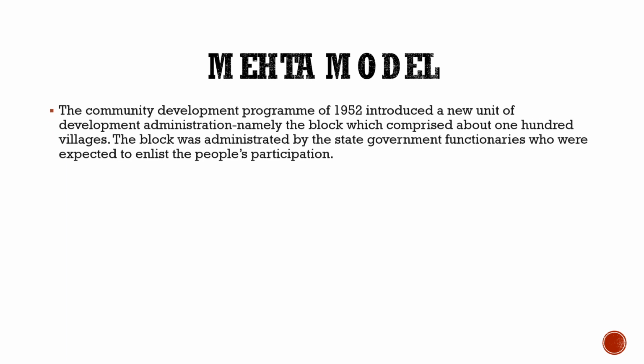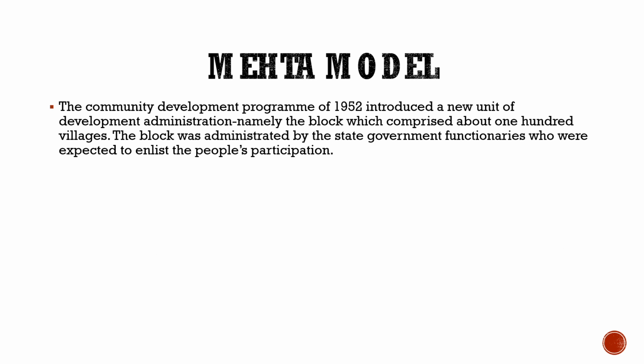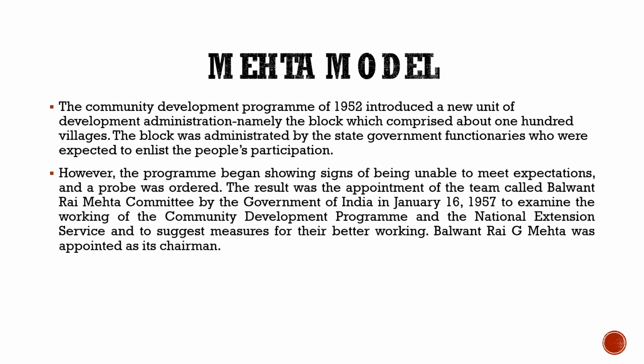Now let's come to the next model, that is the Mehta model. The Community Development Program of 1952 introduced a new unit of development administration, namely the block, which comprised about 100 villages. The block was administered by the state government functionaries who were expected to enlist the people's participation. So around 100 villages formed one block, and this block was run by the state government.